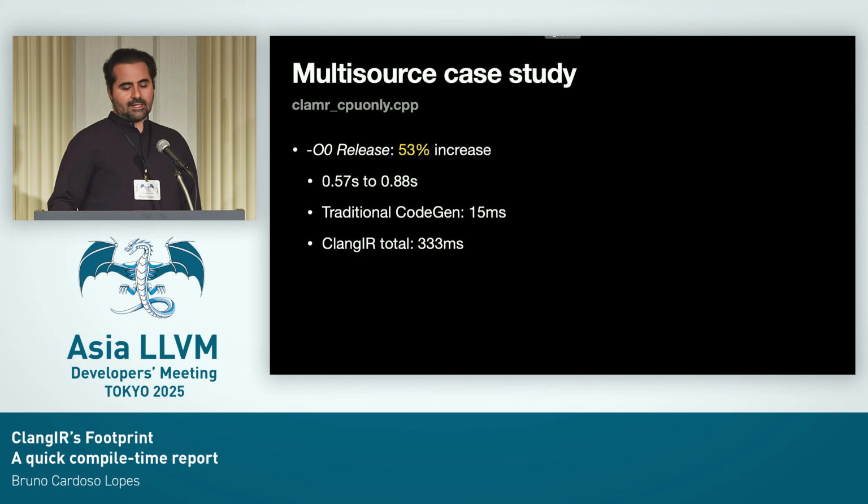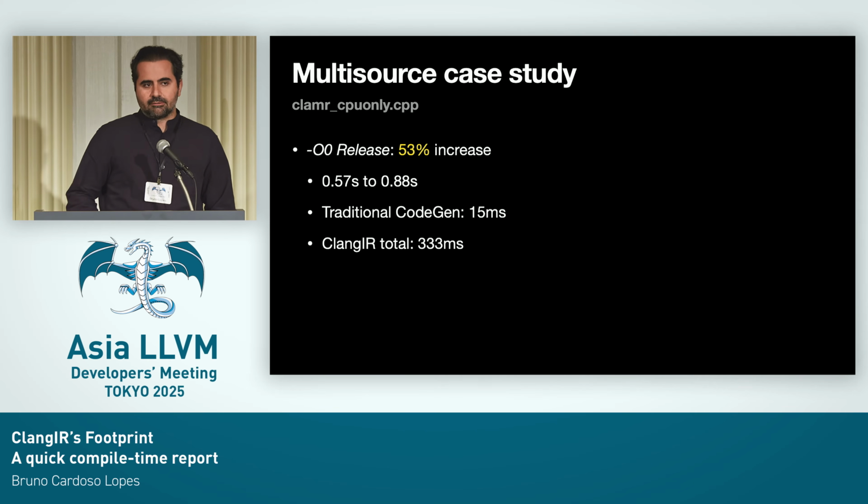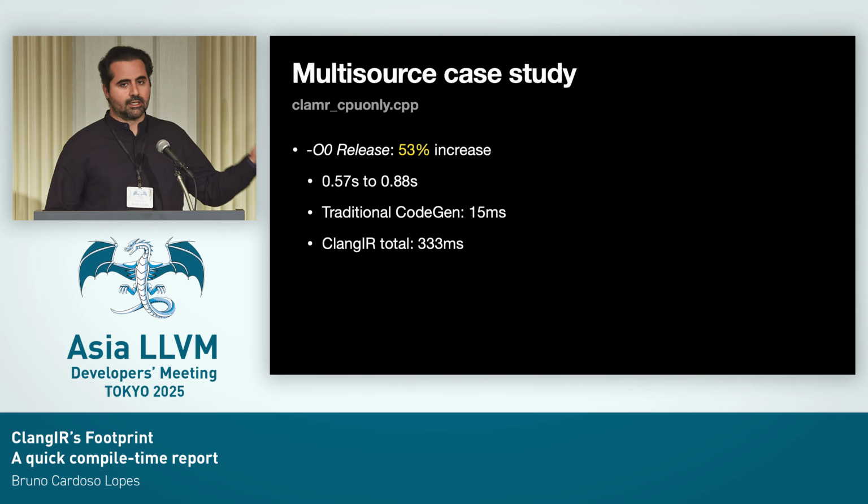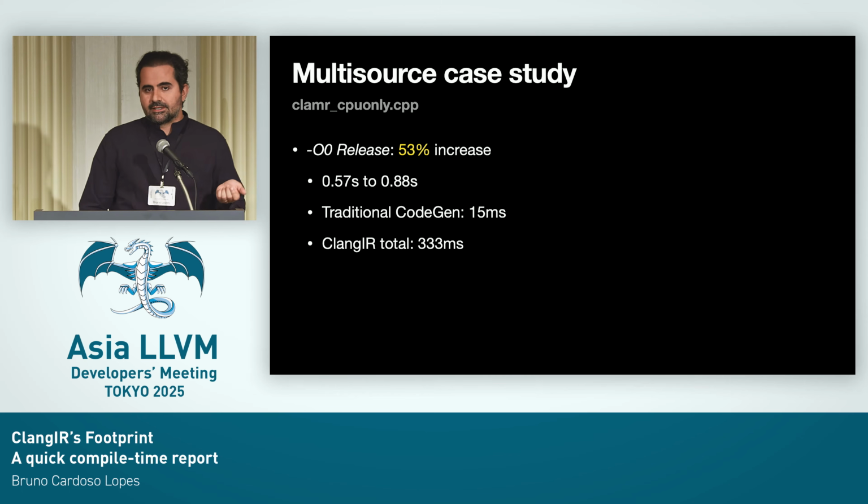So let's look at just one case study, right? We showed how we can do if we're collecting the overall numbers for multiple source files. And now if we're just looking at one, right? The hard part here is that some of those programs, they don't take a lot of time to build. So I pick one that takes half a second, which is one of the best I could get around multi-source. And if we look at O0, there's a 50% increase.